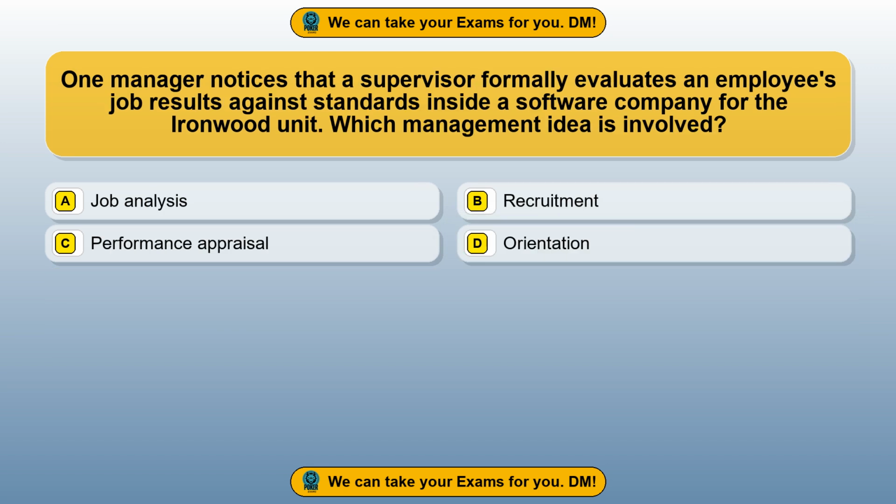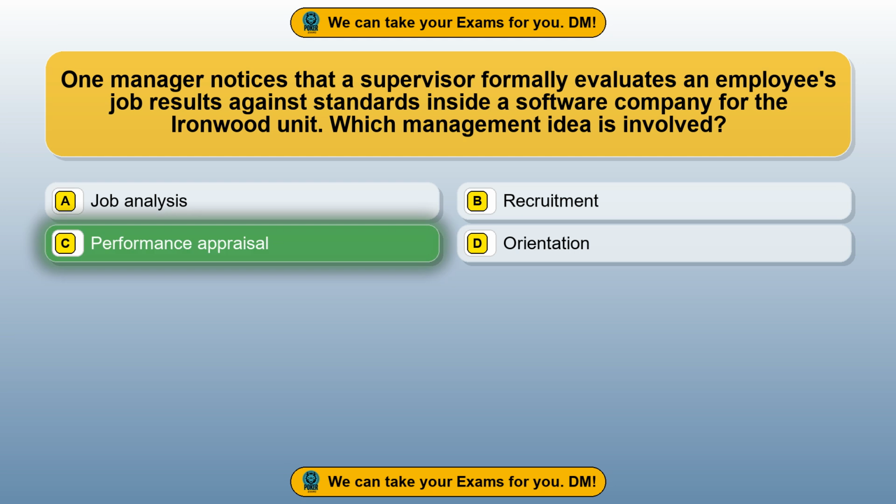Question 39. One manager notices that a supervisor formally evaluates an employee's job results against standards inside a software company for the ironwood unit. Which management idea is involved? Option A, job analysis. Option B, recruitment. Option C, performance appraisal. Option D, orientation. The correct answer is option C, performance appraisal.